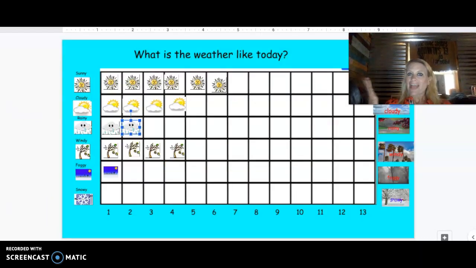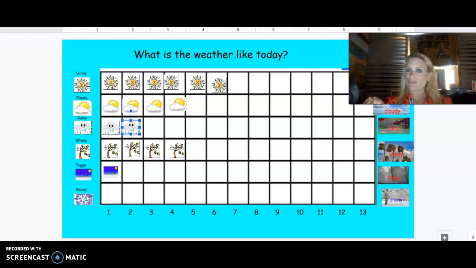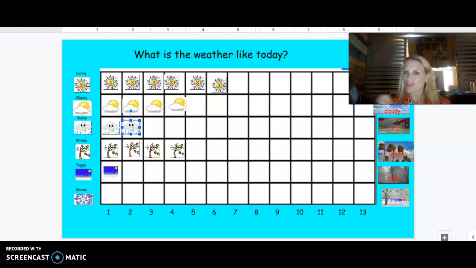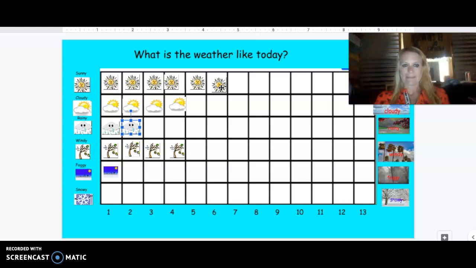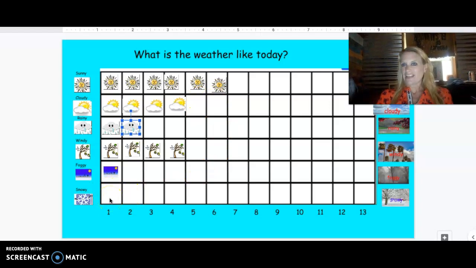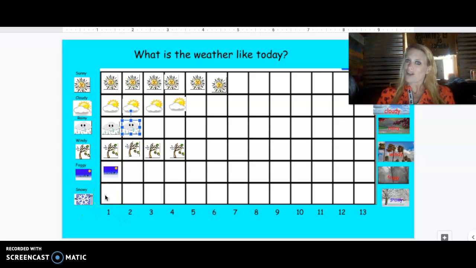So let's quickly look at our weather graph. This has been the weather for the whole month of March. So we're looking at how many days has it been sunny? 1, 2, 3, 4, 5, 6. Good. Which one is the least amount? The least is the smallest. So if I ask which one is the least amount, you could say it is this one because there is 0 there. It's the least amount. There have been no snowy days in March.